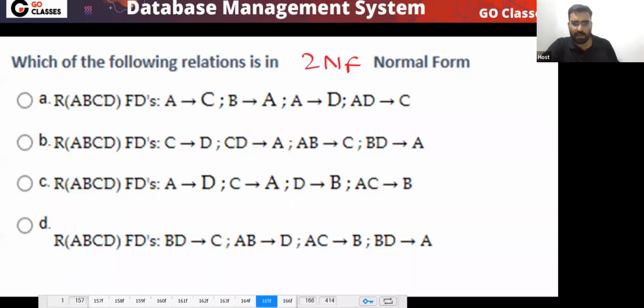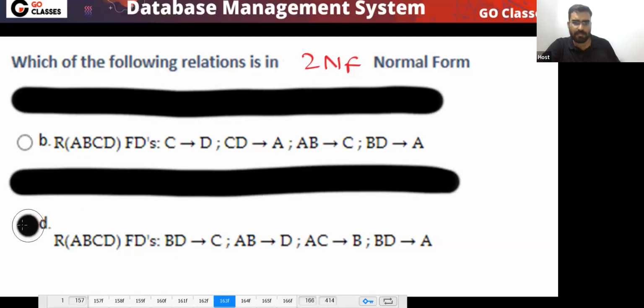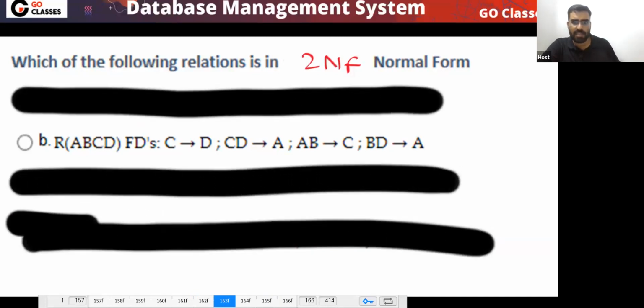In the next example, let's see question number B. Here, what are the candidate keys? First you find the candidate keys. Again you can notice B is not on the RHS. What is B plus? B plus can only determine B, nothing else. So now tell me, what is the candidate key?